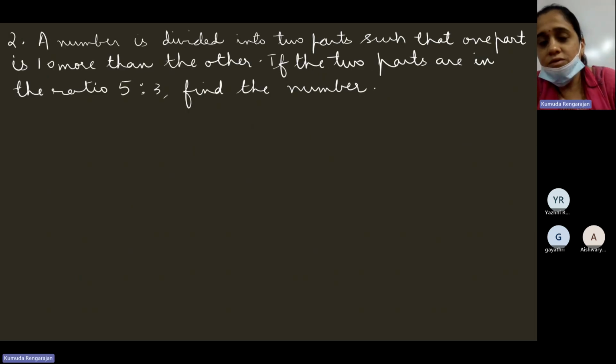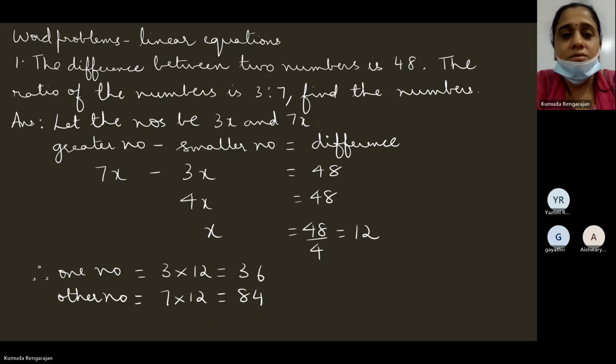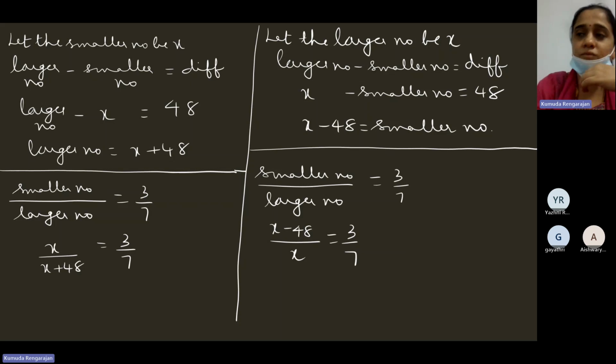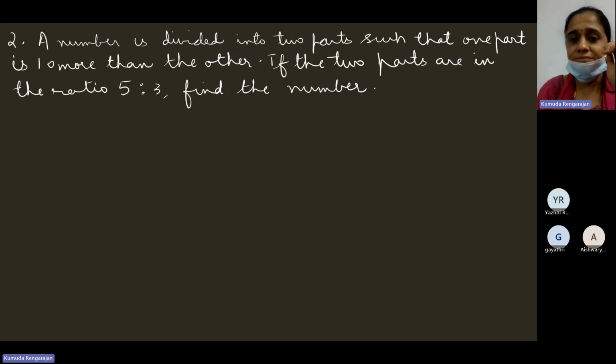You cannot say that I know this method, so I'm not interested in the other methods. Every idea is important. Now we are doing this first one by using the difference between the two numbers as 48 for assuming the numbers, and we're going to use a ratio for constructing the equation.